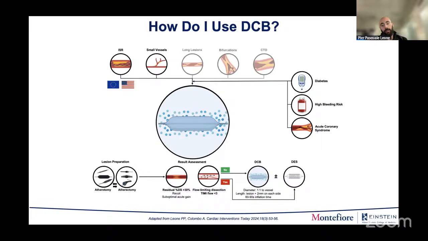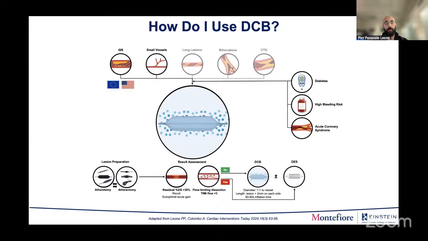Whenever we decide on the device itself, we have prepared the lesion, we have seen the result of lesion preparation, and we're satisfied in terms of efficacy and safety, then the only thing we expect from a drug-coated balloon, as we touched upon, is just to deliver the drug. So we just bring in a drug-coated balloon that's sized 1 to 1 to the vessel.